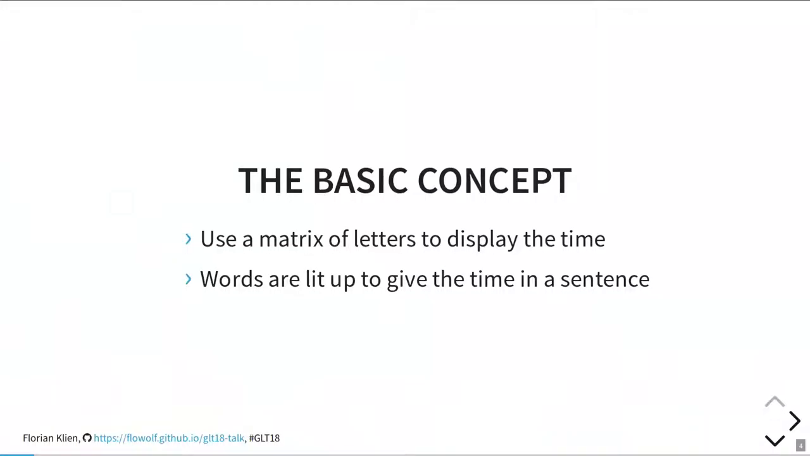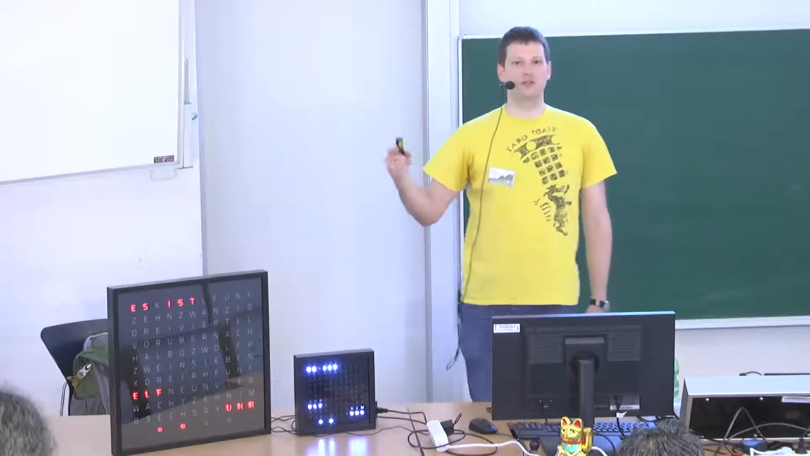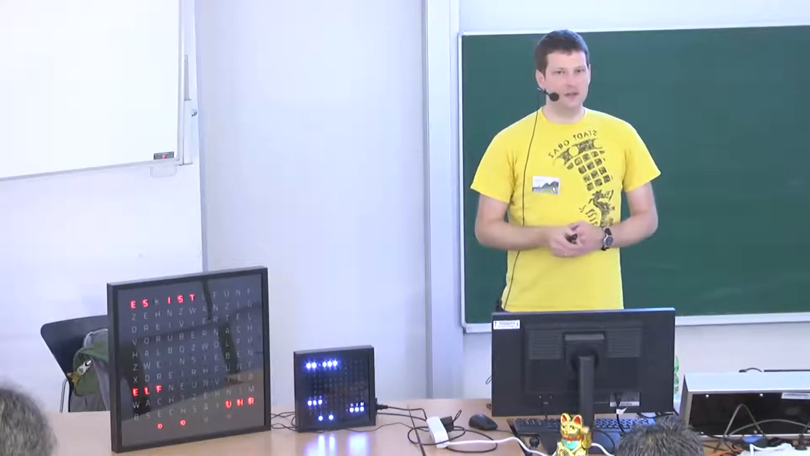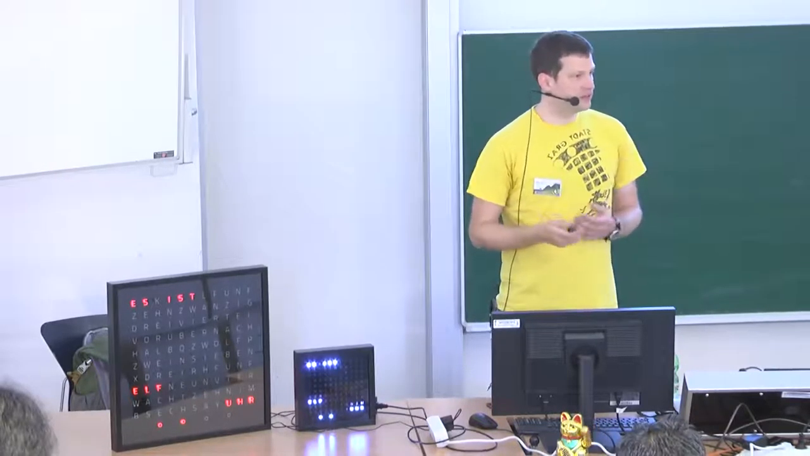So I already told you, you need letters to tell you the time, and you basically light up single letters to make up the words to get a whole sentence of the time. So "es ist 11 Uhr", which means it's 11 o'clock, plus additionally on the bottom you have two LEDs which tell you additional minutes you add on top of this time to get the exact minute. So it's not a clock that's accurate on the second, it's a clock that's accurate on the minute.